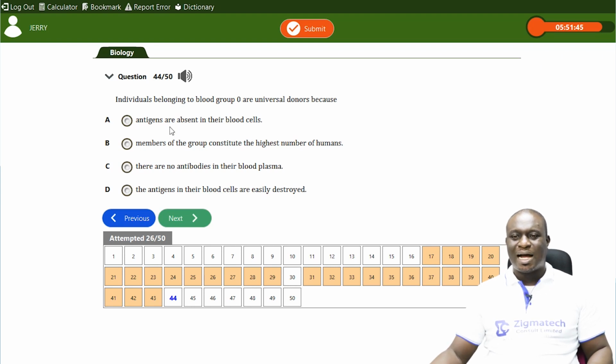A, is it that the antigens are absent in their blood cells? B, is it that members of their group constitute the higher number of humans? C, is it that there are no antibodies in their blood plasma? D, is it that the antigens in their blood cells are easily destroyed? The correct answer is A. Antigens are absent in their blood cells.